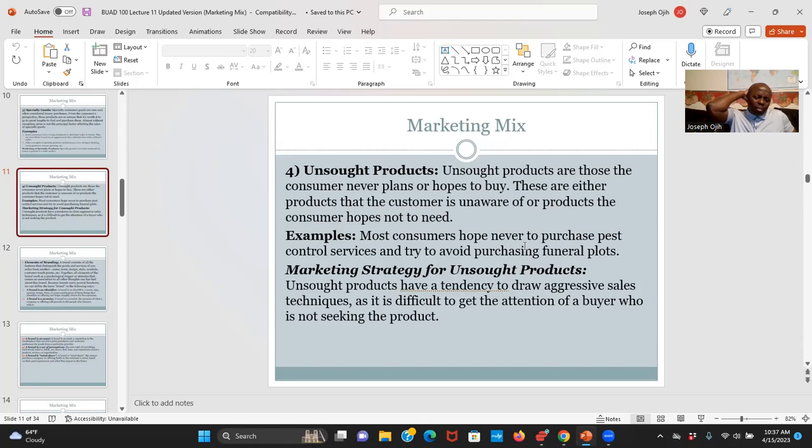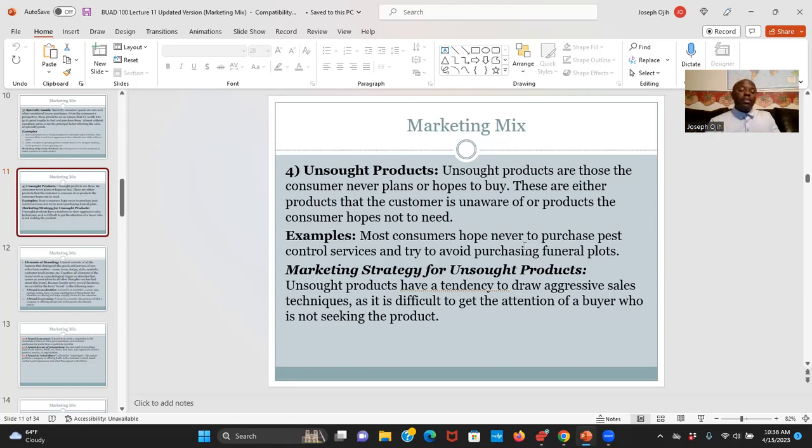Now, let me give you more examples of unsought products. I have already mentioned pest control services. Another one is funeral plots. Nobody wants to die. Nobody's trying to go into a store looking to buy a corpse. Anyway, but I think you get the point. These are products that people don't expect. They don't want to have it. They never plan to buy it. So a funeral plot is an example.